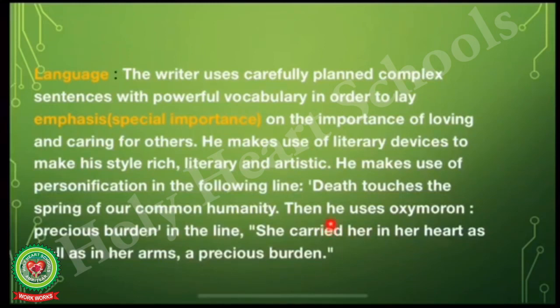Then he uses oxymoron, precious burden in the line. She carried her in her heart as well as in her arms, a precious burden. So students, as I had told you earlier also, oxymoron is a literary device that is used when two contradictory terms are used. So here, a precious burden is a contradictory term, as the thing which is precious cannot be burden.